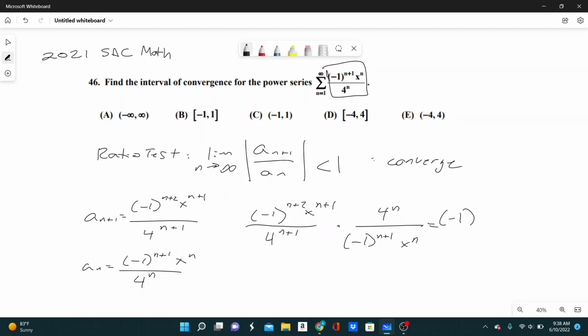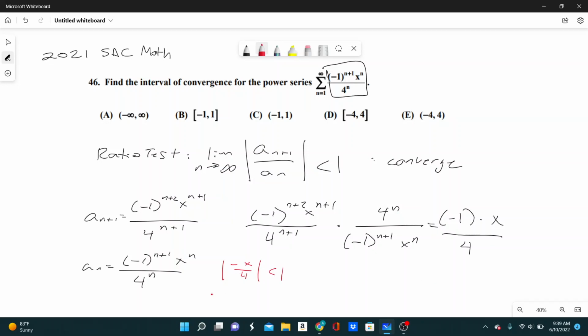If we have x to the n plus 1 divided by x to the n, that's just x to the first, or just x. And if we have 4 to the n plus 1 divided by 4 to the n, that's just 4. So then take the absolute value of this. So absolute value of this expression, negative 1 times x over 4. I'm going to change colors. And that has to be less than 1.